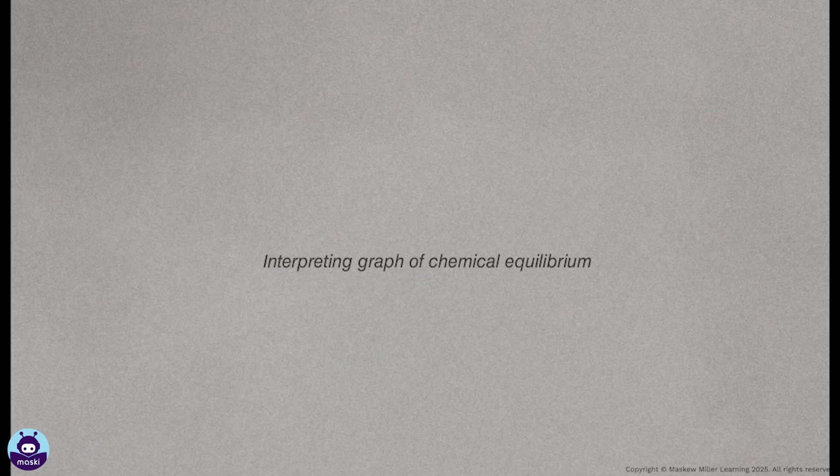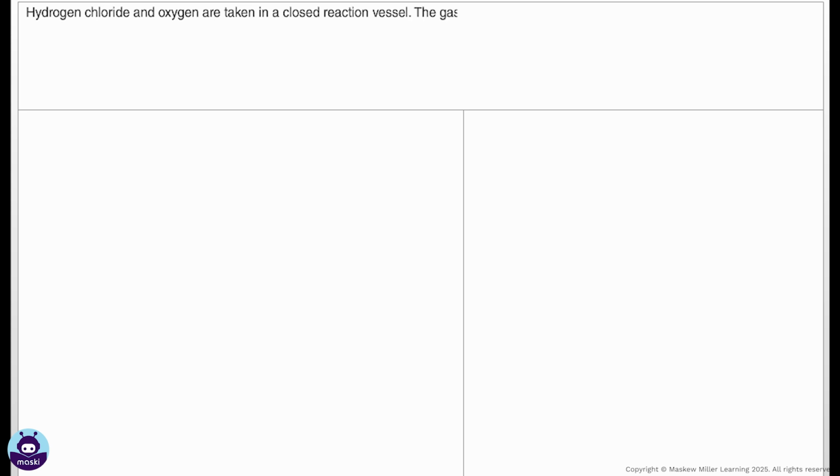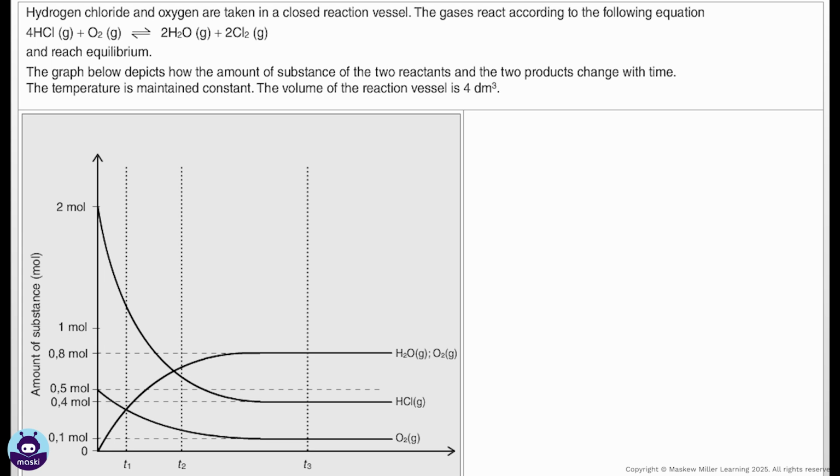Interpreting graph of chemical equilibrium. Hydrogen chloride and oxygen are taken in a closed reaction vessel. The gases react according to the following equation: 4HCl gas plus O2 gas, reversible reaction giving 2H2O gas plus 2Cl2 gas, and reach equilibrium. The graph below depicts how the amount of substance of the two reactants and the two products change with time.